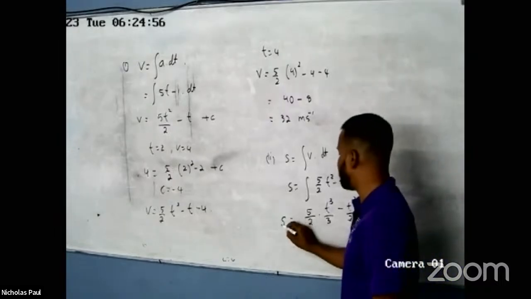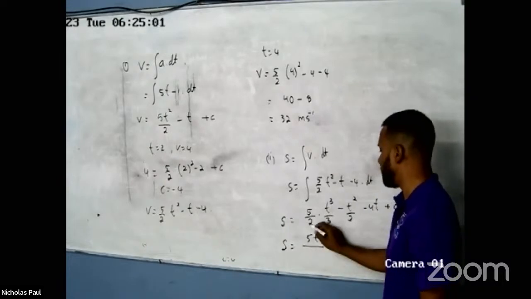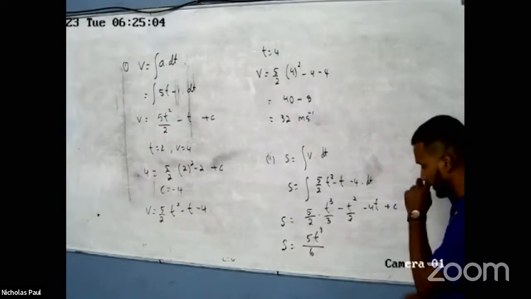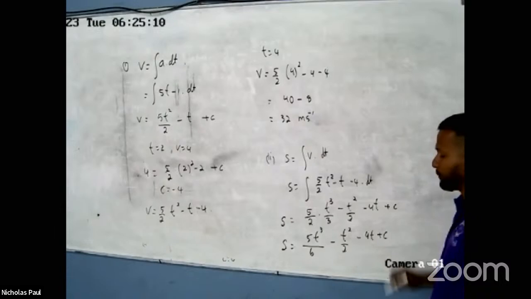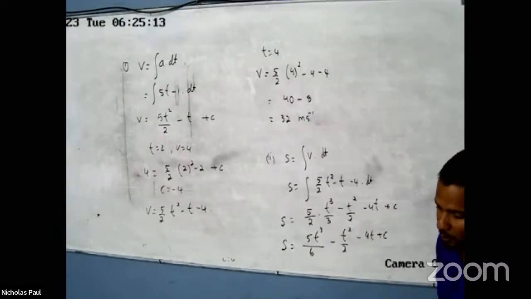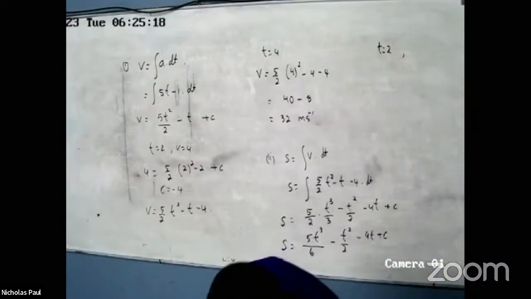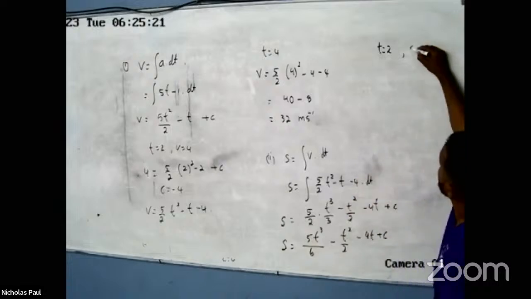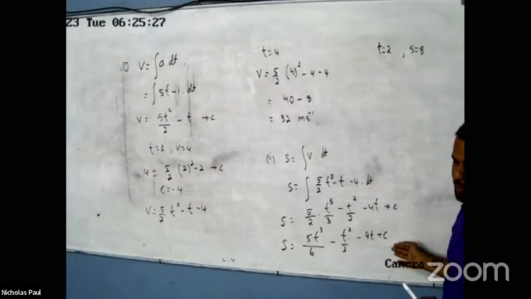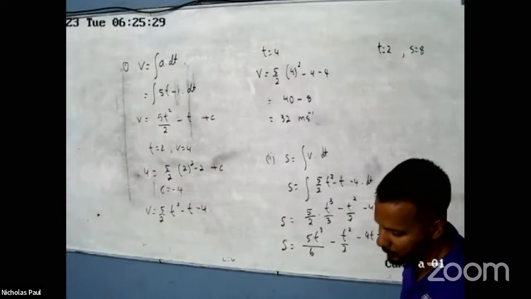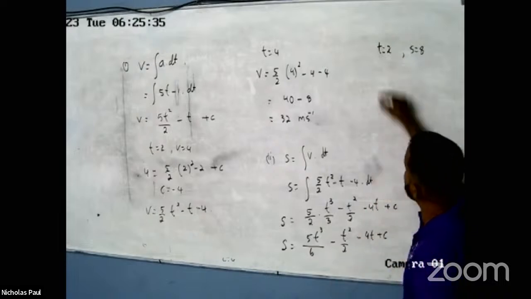Okay, so this is the end. So s is equal to 5t cubed all over 2 by 3, which is 6, minus t squared on 2, minus 4t plus c. When you reach here, we have s. But they gave us some information again to help us find c: when t is 2, s is 8. We need this to get the equation. It shouldn't really affect the last part, but you still need to get c.